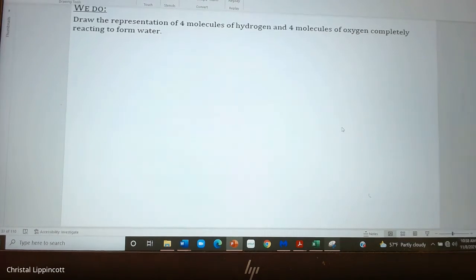All right, so draw a representation: 4 molecules of hydrogen, 4 of oxygen, and have them forming water, which is a liquid at room temperature.